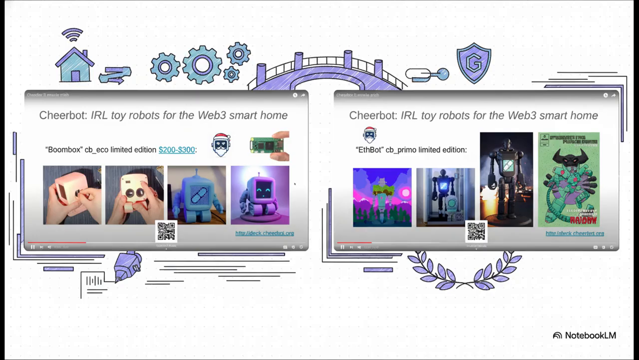But despite that economic fracture, the physical hardware realizations of this lab are just fascinating. We actually have two distinct iterations here. On the left, you've got the boombox economy build. This is a 3D printed, highly accessible unit that's totally ready for basic Web3 smart home integration. And on the right, there's the premium Ethbot limited edition, which is more of a high-end designer toy wrapped up in deep Web3 lore. But here's the thing. Both of them serve the exact same foundational purpose, which is flawlessly bridging a digital wallet directly to a physical space.